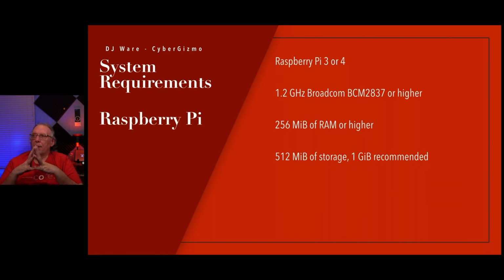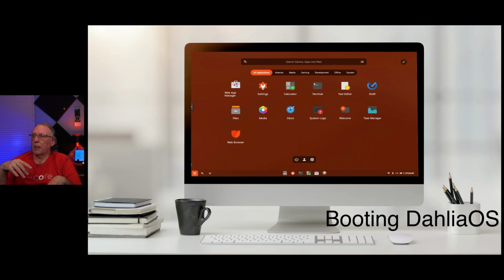Also, for Raspberry Pi 3 or 4, you'll need, of course, a Broadcom BCM2837 or higher, 256 megabytes of RAM, and 512 megabytes of storage. 1 gig is recommended. And in this case, that's going to be your SD card, of course, or if you're using a USB stick or maybe an SD as well.